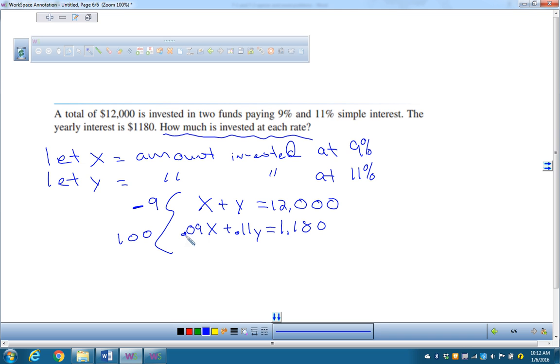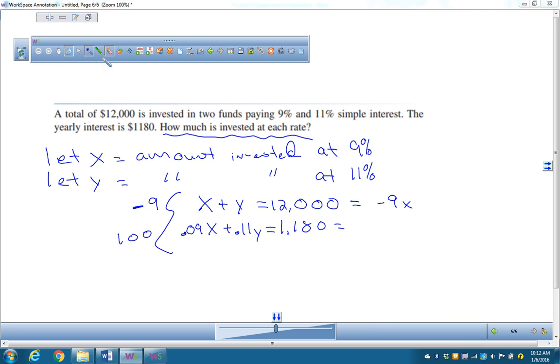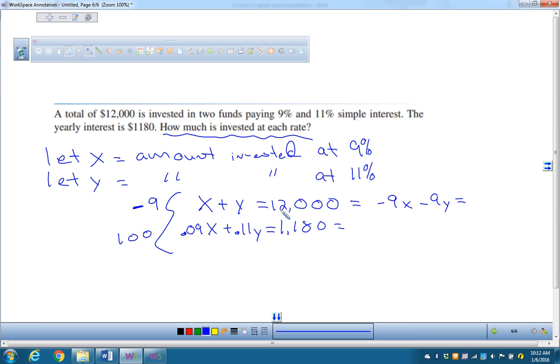See what I'm doing? Now, you don't have to do it like this. I think in the book they do this one by substitution. They solve for x and they plug it in here. But I don't like decimals as much as the next guy. So now I'm going to change this into negative 9x minus 9y. Okay? I'm losing you already. Okay? Minus 9y equals, what's 9 times 12? 108. Negative 108,000.